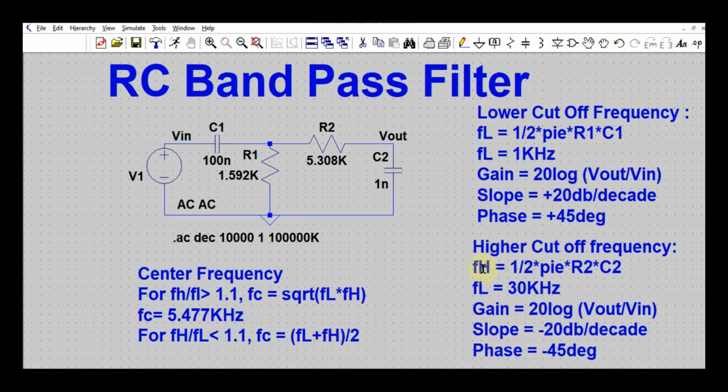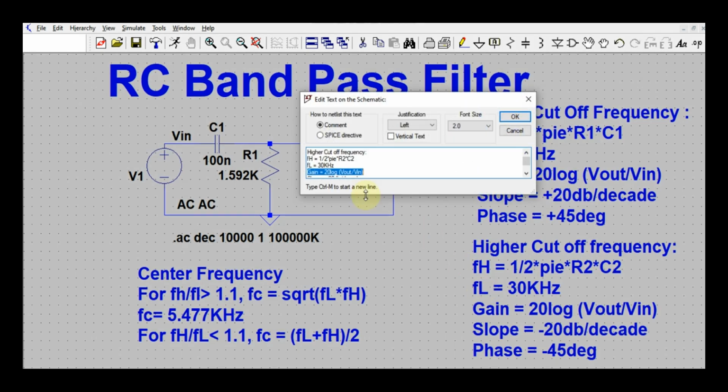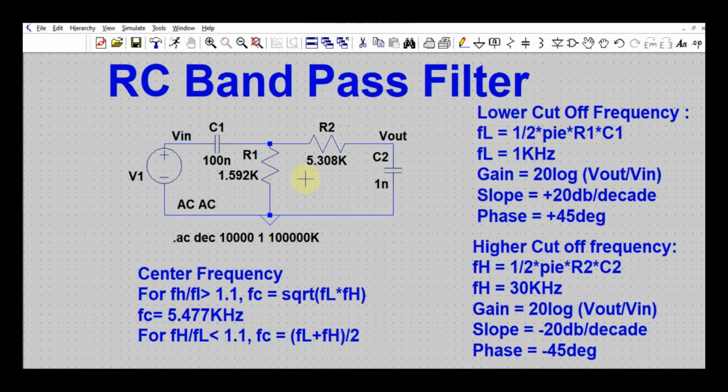So the higher cutoff frequency for low pass filter is given by 1 by 2 pi R2 and C2. If you put the value of R2 and C2, and if you calculate by using this formula 1 by 2 pi R2 C2, you can get the value for higher cutoff frequency. So let me edit it. It should be FH, right? FH, FL. Okay, so if you calculate, you can find the value of 30 kilohertz.